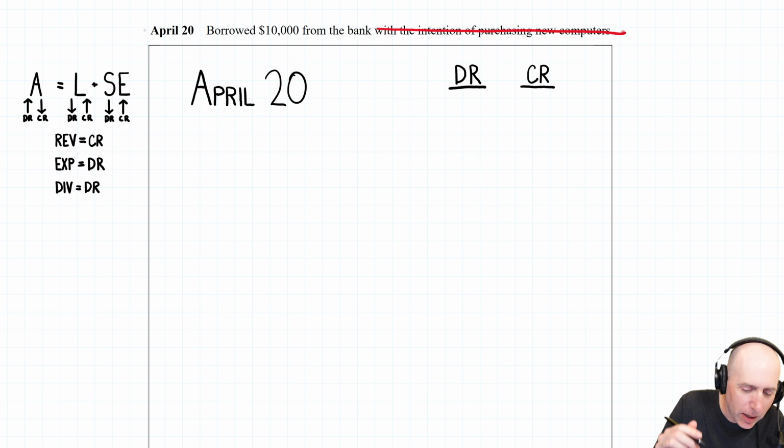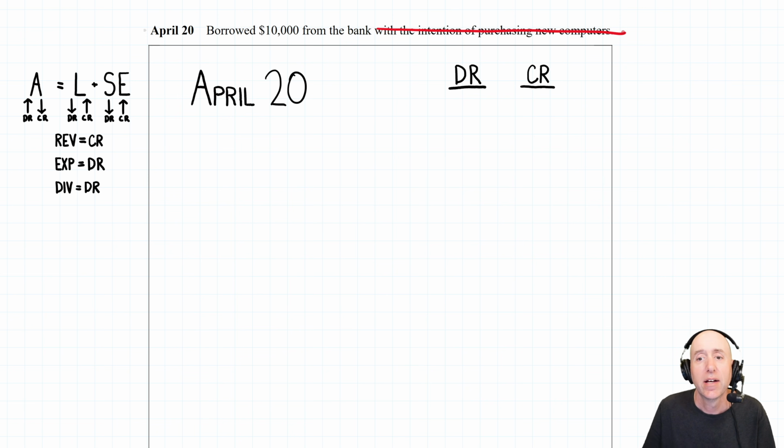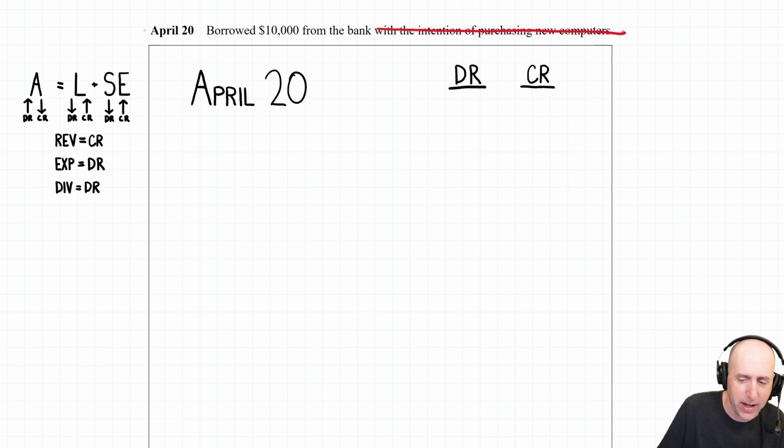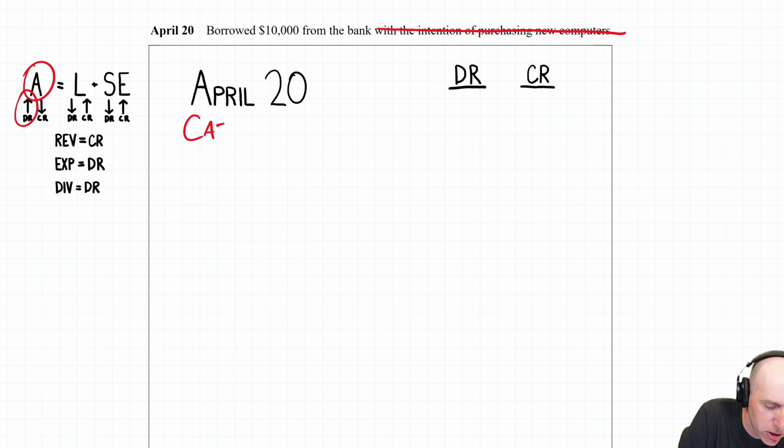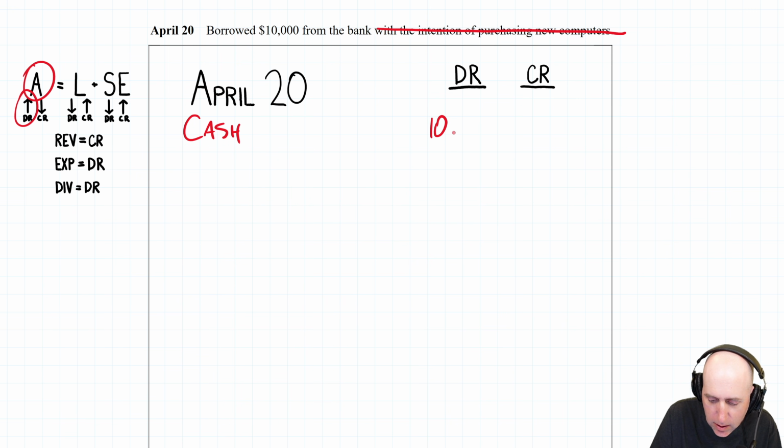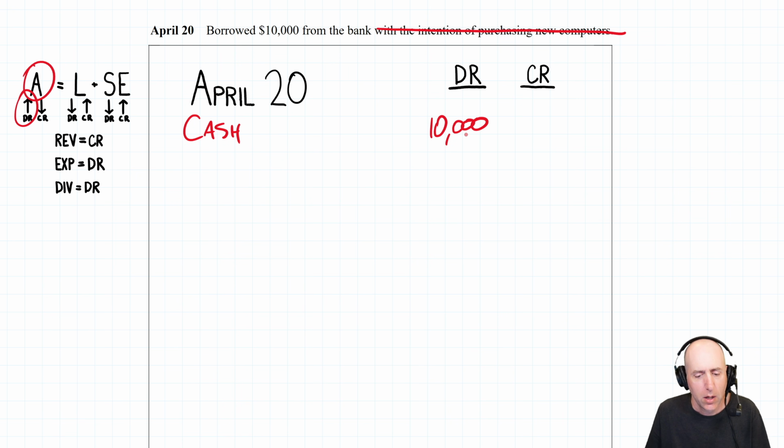We borrowed money from the bank, $10,000. Did cash change hands? The answer is yes. Cash changed hands. Is our cash going up or down? It's going up. We borrowed cash. So cash asset goes up by $10,000. Debit cash, $10,000. What's the credit here? Well, you borrowed from the bank. I would suggest this is a bank loan payable, a bank loan situation. A bank loan, what is it in the categories?